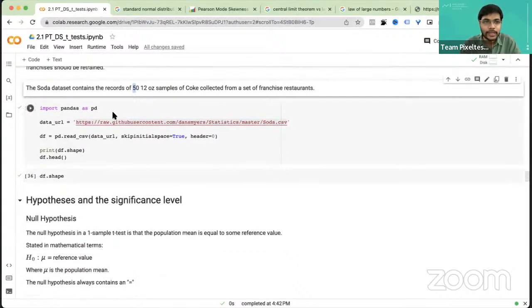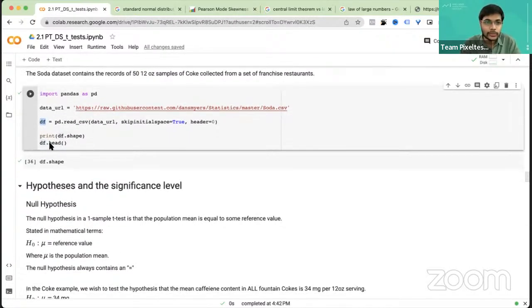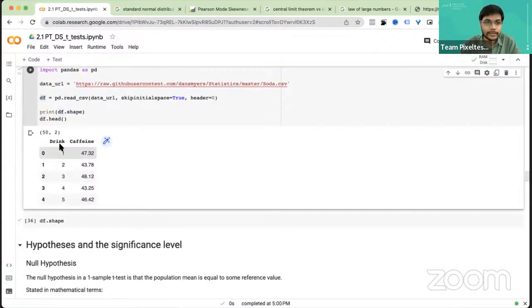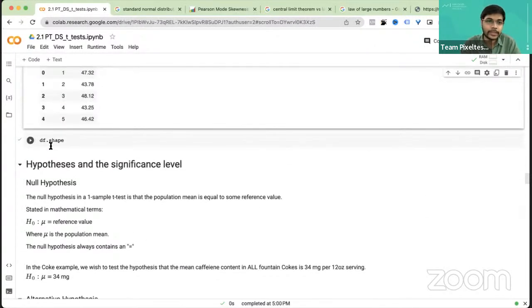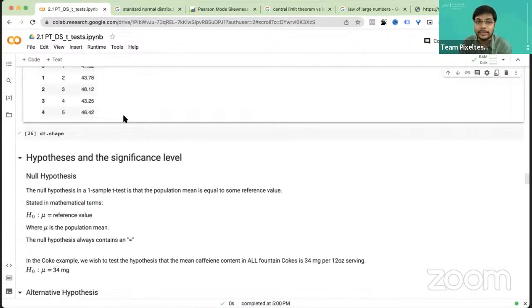Thank you, Anita ma'am. Now, what we are doing is we are creating a data frame, and in that we are importing our data, right? So let's go ahead and print that particular data set. We have drink and caffeine in that data set. We have 50 rows and 2 columns. We are clear, right? So now what we are trying to do is hypothesis and significance level, right?